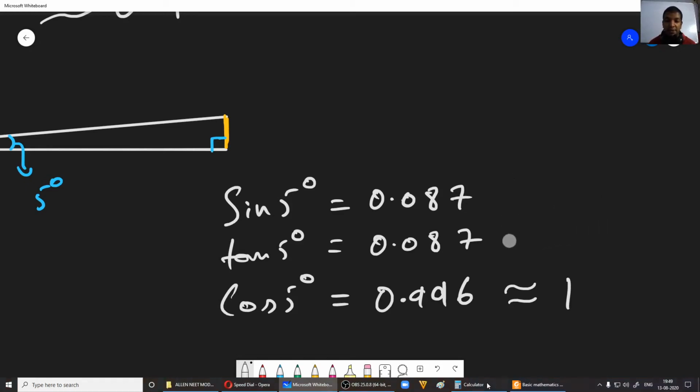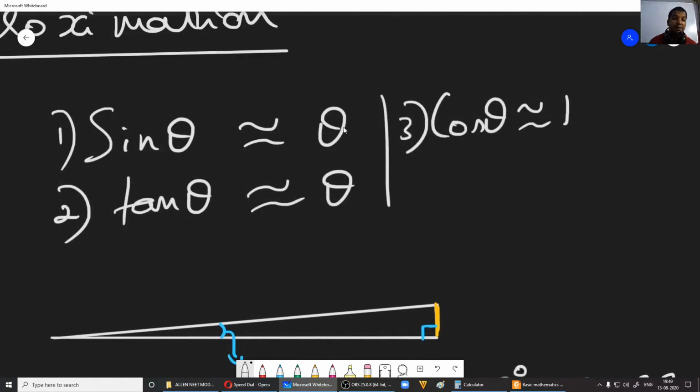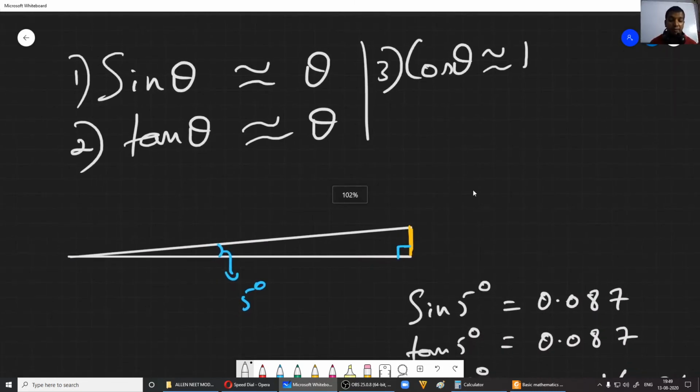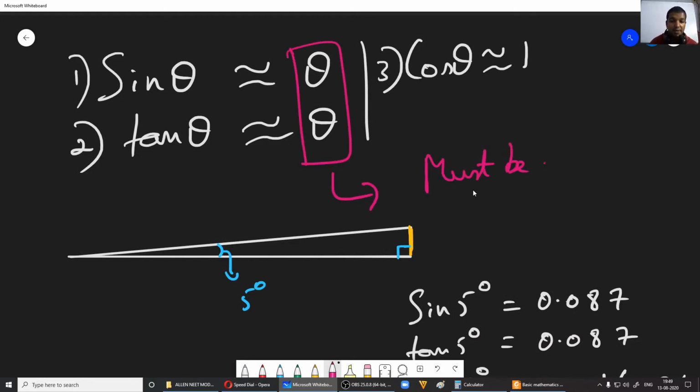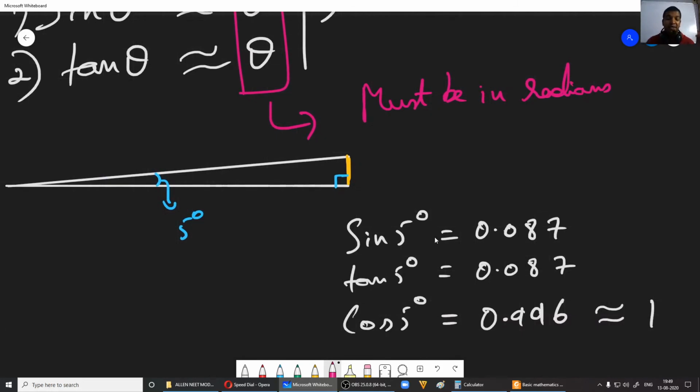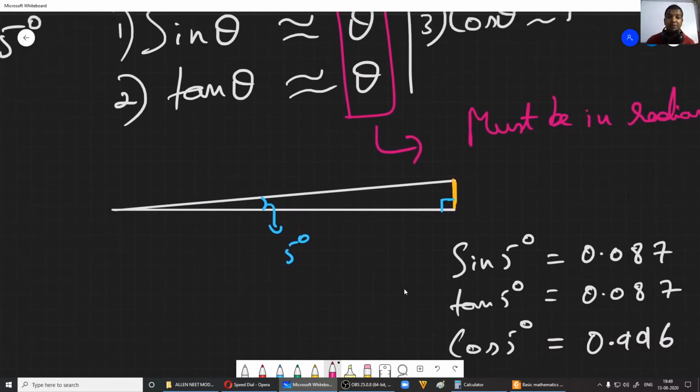Now what I wanted to tell you is that here we have written sine theta will be approximately equal to theta, tan theta will be approximately equal to theta. Now one thing you need to remember is that this theta, whatever we have taken here, must be in radians, okay. I could have given the same value in radians, but converting 5 degrees to radians requires a bit of time, so that's why I did not do it.